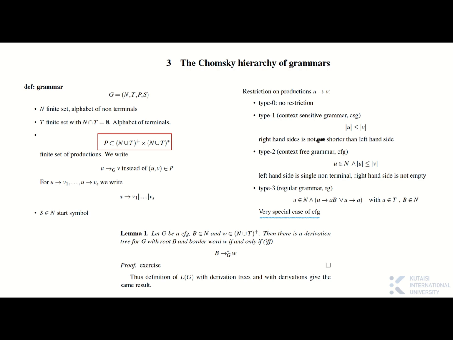The exercise says that you start with a context-free grammar G, and you have a non-terminal, let's say N, and let's say you have a word. So w is in T plus. Then there is a derivation tree for G with root B and border word w. Border word means you read it on the leaves. If and only if B derives w.